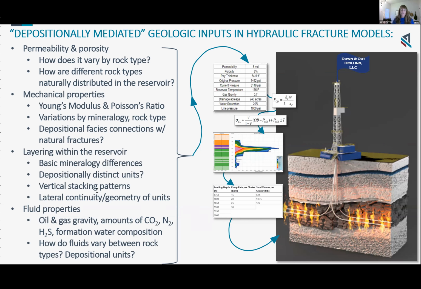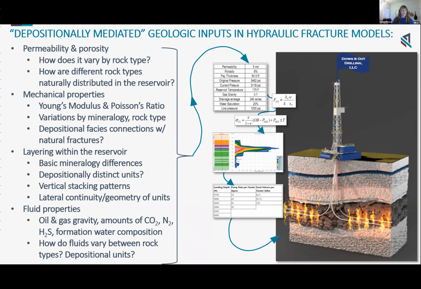And then, of course, fluid properties can vary by different rock types. So our oil and gas gravity can vary. Some of our other elemental concentrations can vary. Our formation water composition and the volume that'll be produced is sometimes extremely different between two different thin depositional units right next to each other.